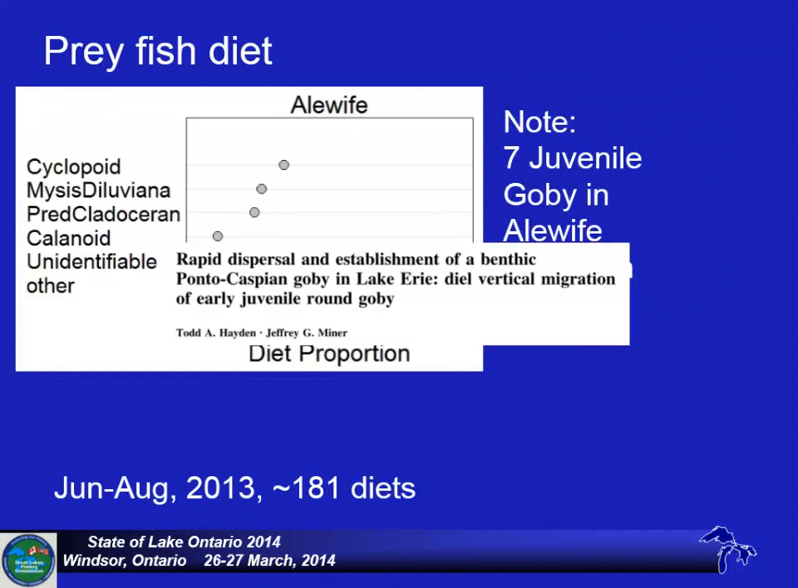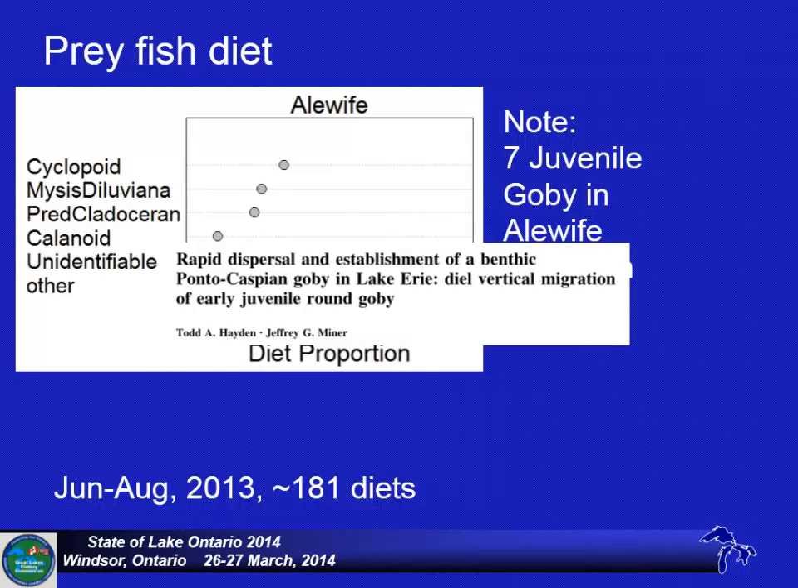One important thing, sorry about this, we saw some interesting questions that Tim asked about alewife consuming cyclopoid copepods and the interaction with Bythotrephes. So we pulled up the alewife diets as well. As predicted, in a year when Bythotrephes are low, cyclopoid copepods are quite high in the lake, and the alewife diets are reflecting those.